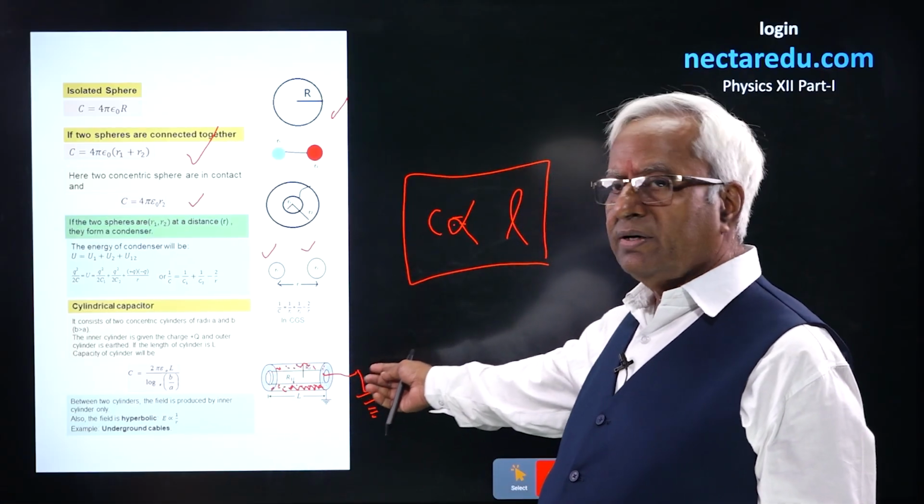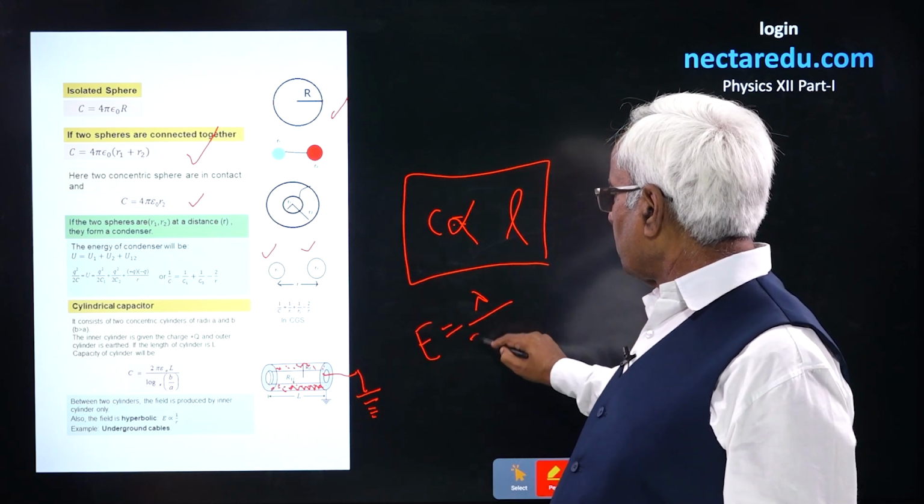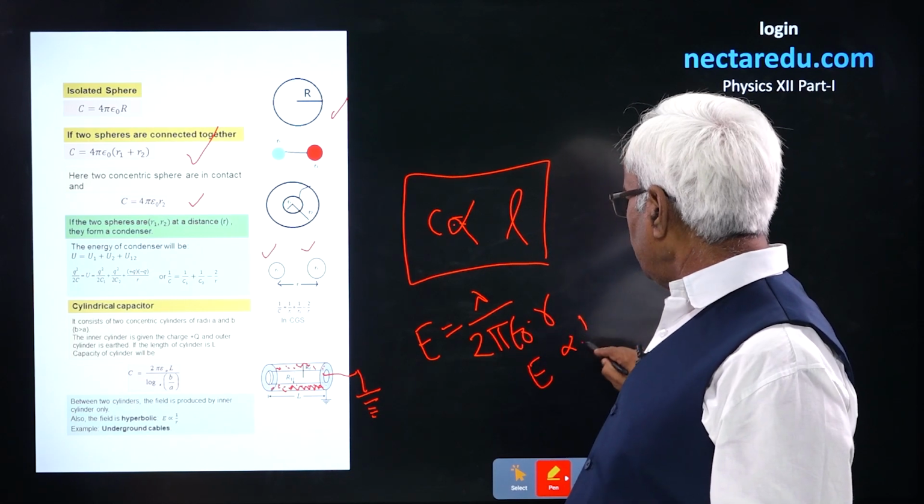Here you might say the field is hyperbolic because for the cylinder the field is given according to this relation, in which you find E is proportional to 1 by R.